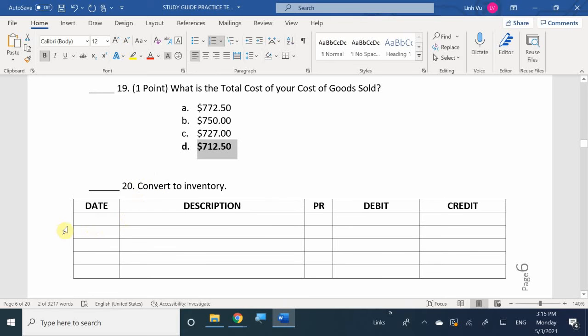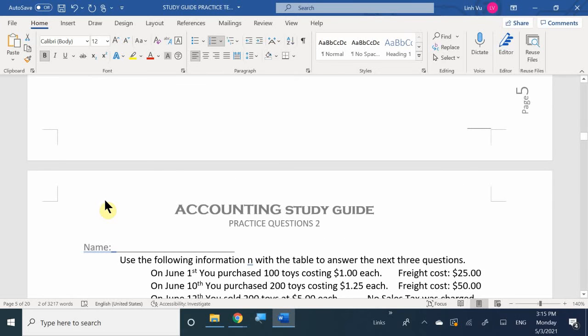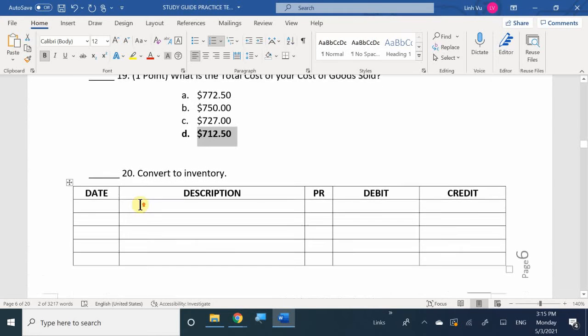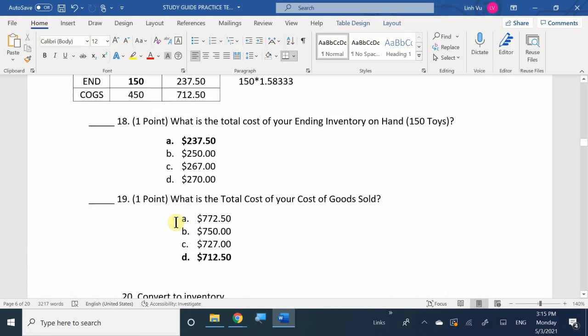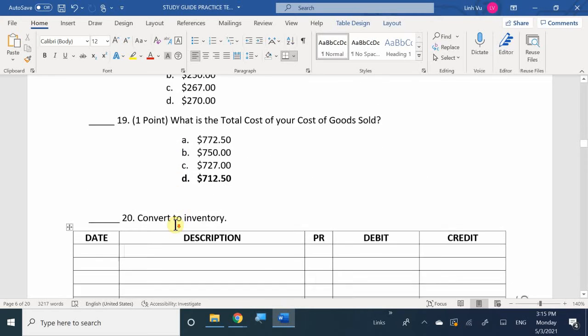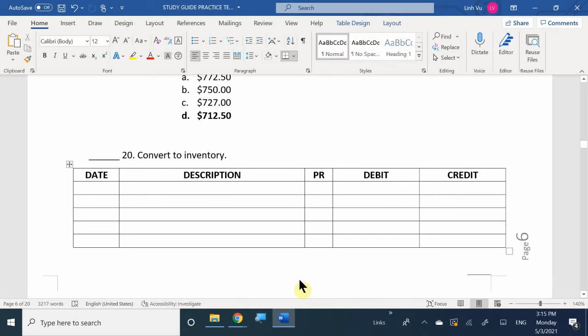So here you go, question number 20. Let's do the conversion entry for this particular example. So this one is to answer the next three questions. So how do I journalize my conversion entry? Okay, in this case, was I specific on the items I purchased? Toys. So there you go. So how am I going to journalize my conversion entry? Are we going toys inventory? Toys, yeah, that's good.